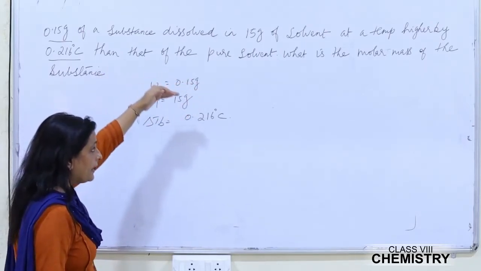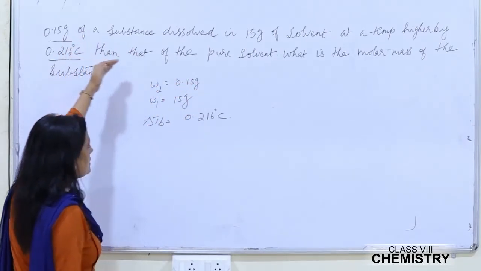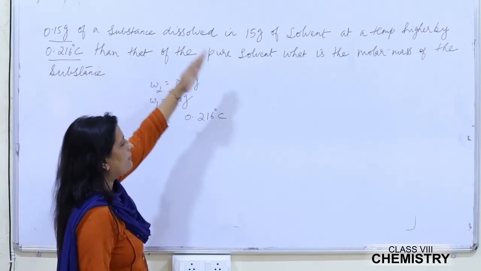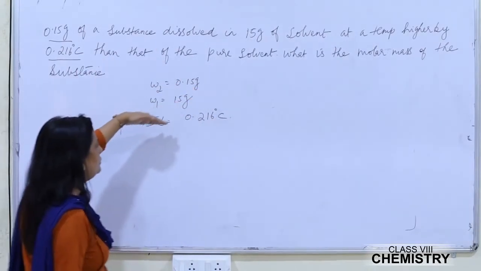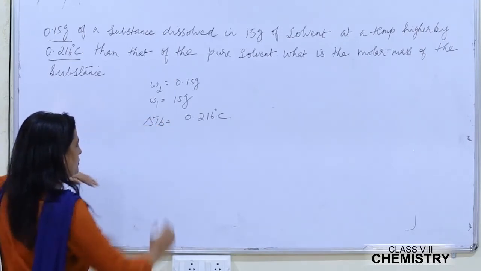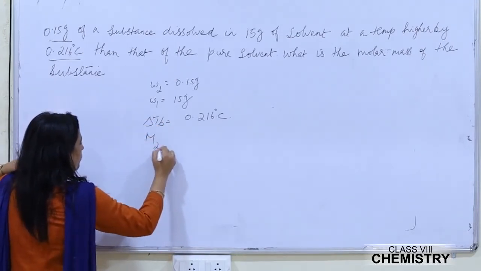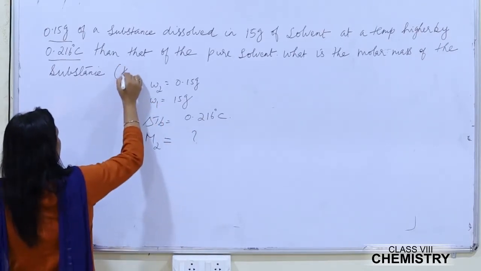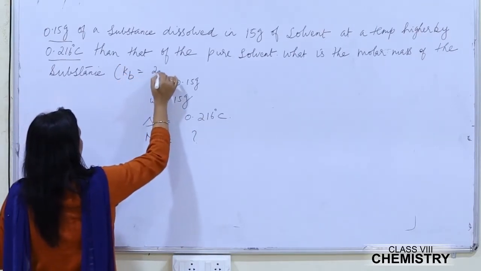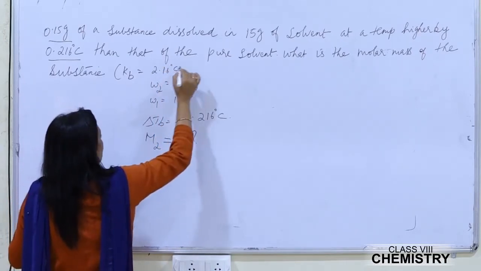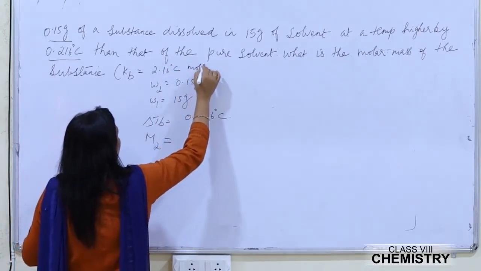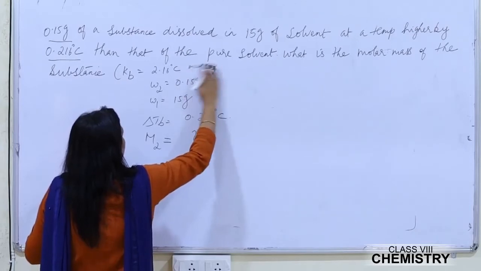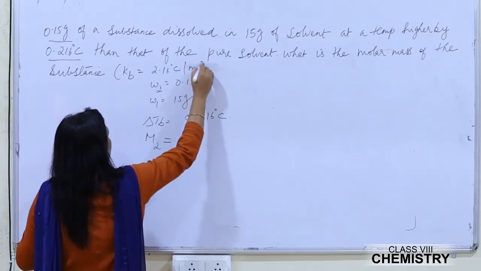That is, when you are adding this non-volatile solute to the solvent, the boiling point is becoming higher. So this is elevation in boiling point. So they are asking you to calculate what? Molar mass of the solute. And here Kb for the solvent is equal to 2.16 degree C per molal.